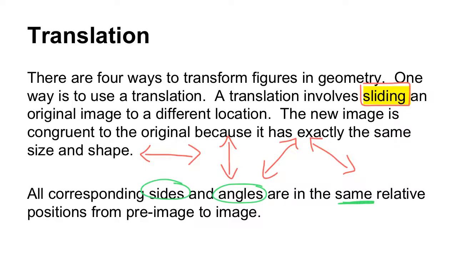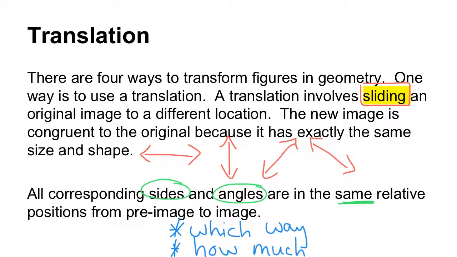When you are describing a translation to me, you will have to give me 2 pieces of information. First, you will need to tell me which way are you translating? To the right, to the left, up, down, and how much? To the left 9 spaces, up 4 spaces, or a combination of the 2.